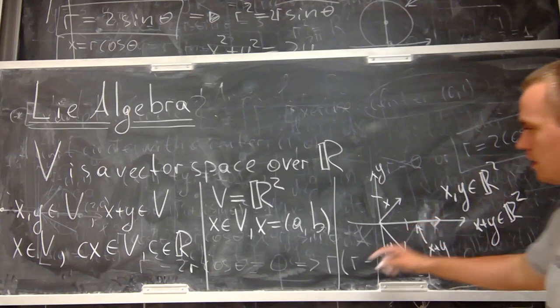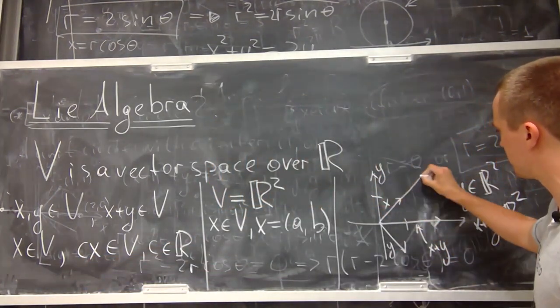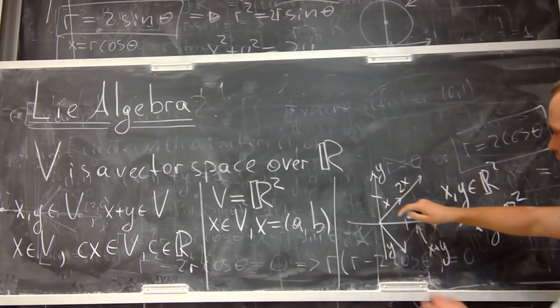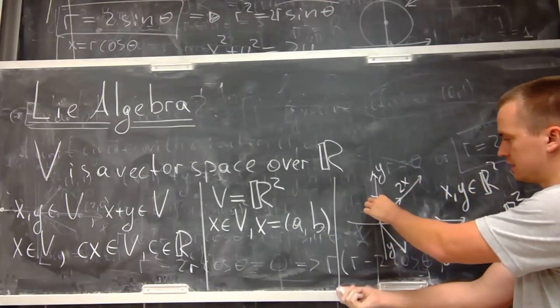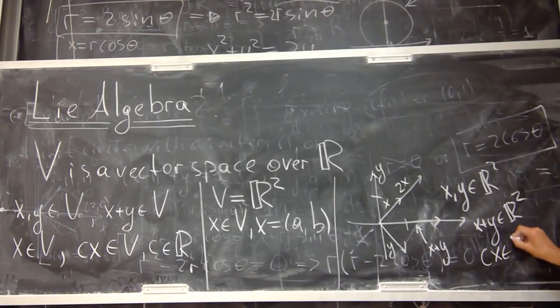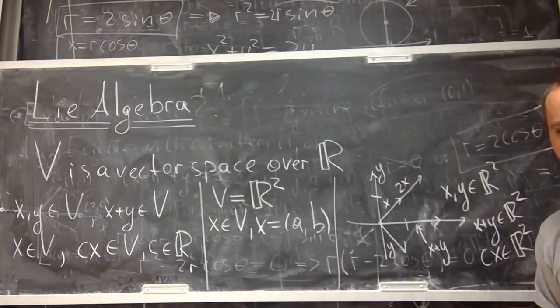And you can see the second axiom is also true. If you take this vector x and multiply by c, which is bigger than 1, let's say 2x, you will stretch this vector. And this vector also belongs to the plane. And if you multiply by negative c, you will get a vector in the opposite direction. So you can see that cx also belongs to R2. So this thing is a vector space. So this is an example.